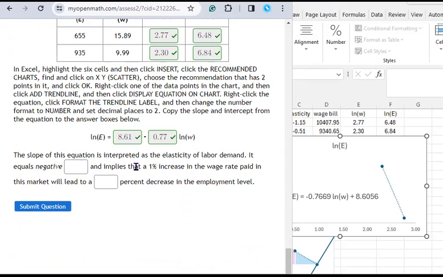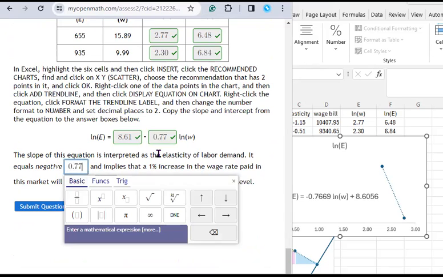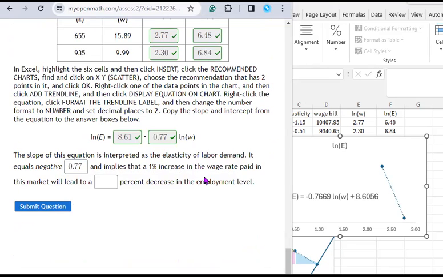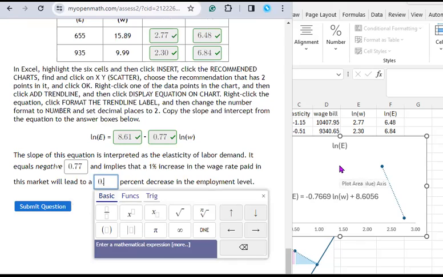The slope of this equation is interpreted as the elasticity of labor demand. It equals a negative 0.77. It implies that a 1% increase in the wage paid in this labor market will lead to a 0.77% decrease in the employment level. Okay.